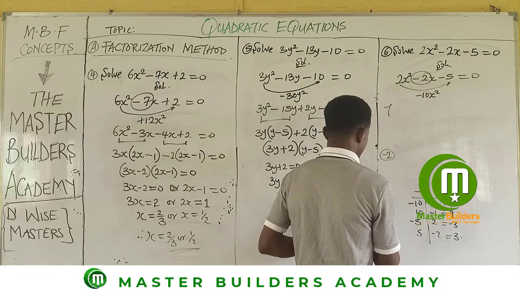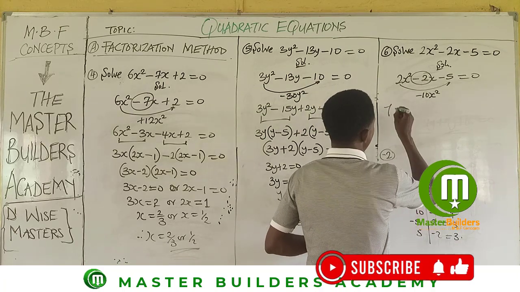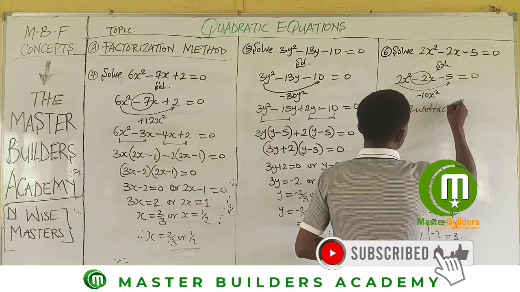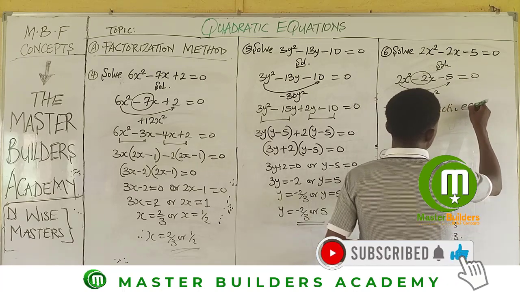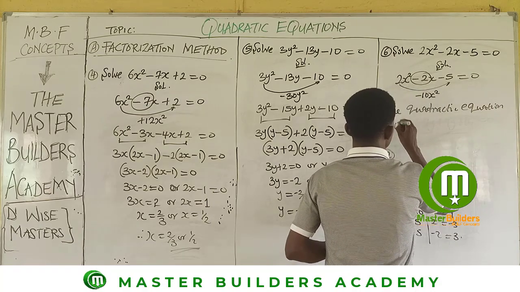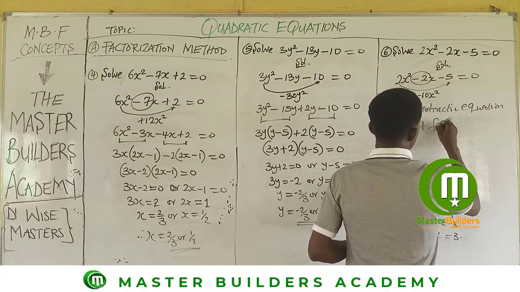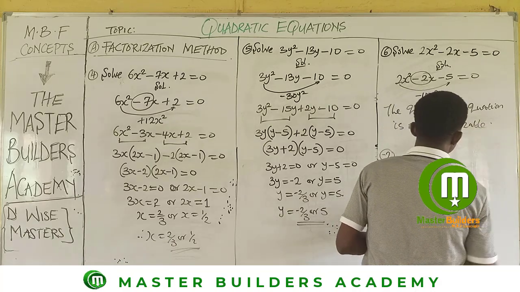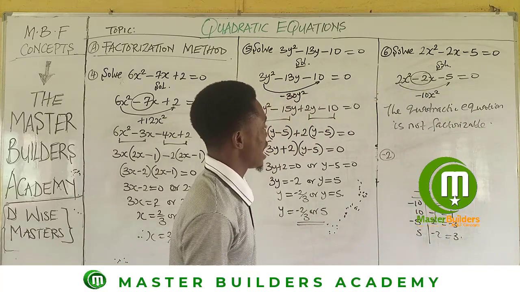all we just need to do here now is to see that the quadratic equation is not factorizable. So we'll stop here at this point.